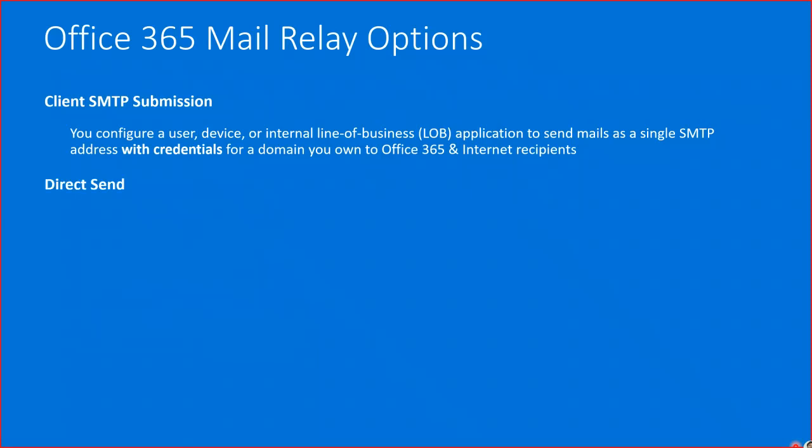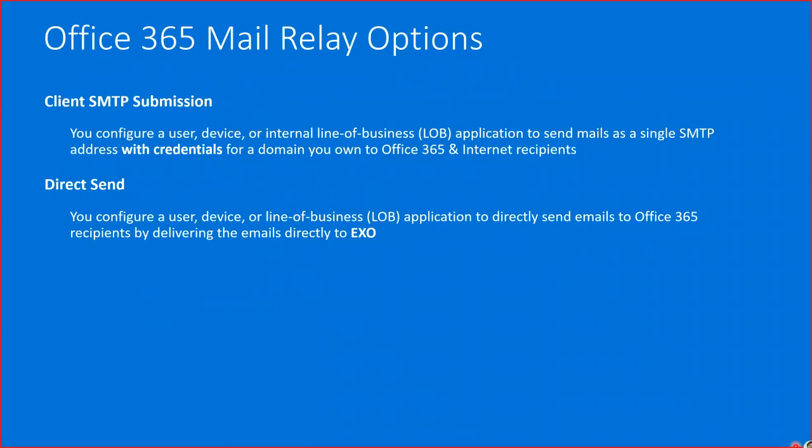Then we have another option called direct send to relay messages through Office 365. In direct send, we do not have to have a provisioned mailbox in Office 365 and use those credentials to relay messages through Office 365. With direct send, we send emails to a specific host name, and Office 365 delivers it to the recipients.